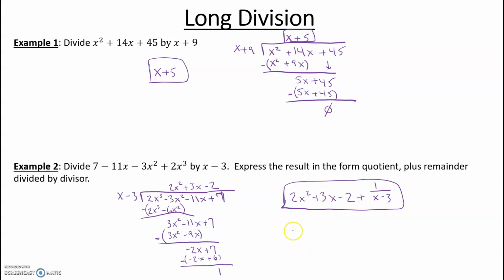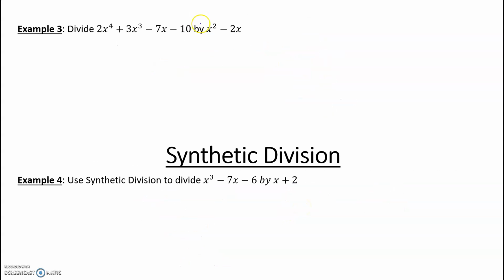And that one is done. Moving on. One more long division. So we've got x squared minus 2x.